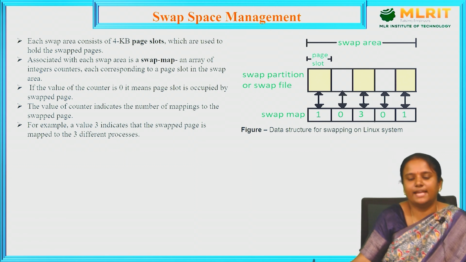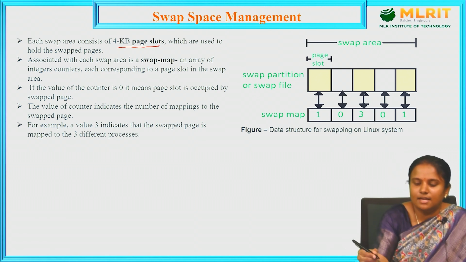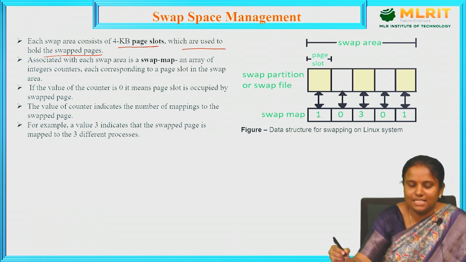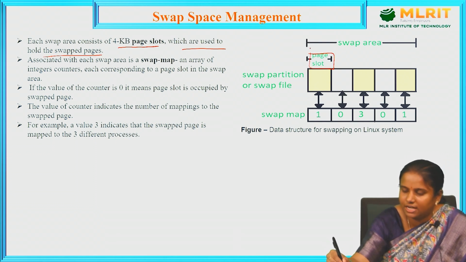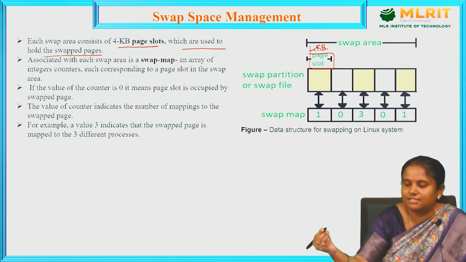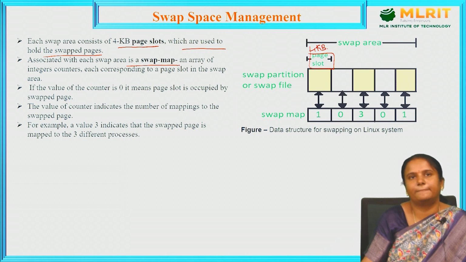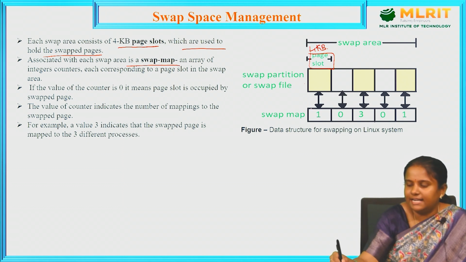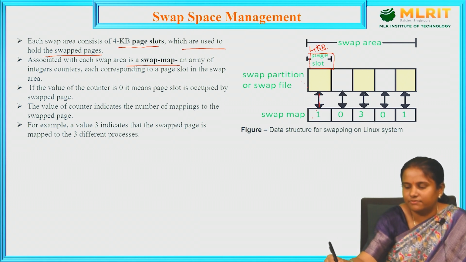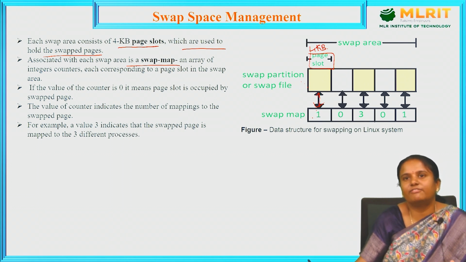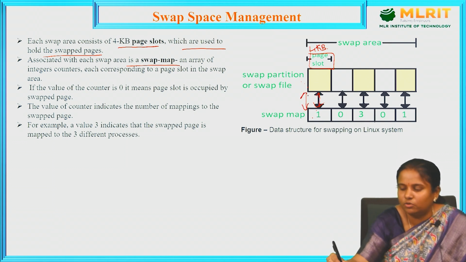Each swap area consists of 4 kilobyte page slots, which are used to hold the swapped pages. Associated with each swap area is a swap map, which tracks what is swapped with the partition or file.